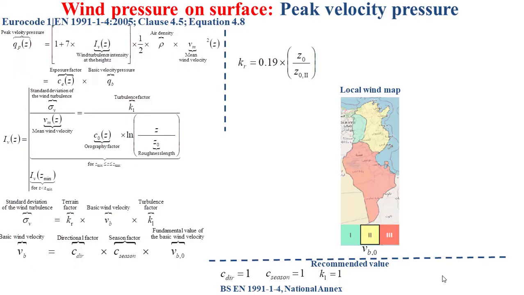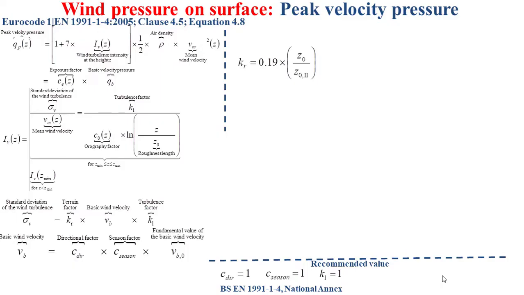The fundamental value of the basic wind velocity is determined based on local wind maps. And as a Tunisian, I suggested the local wind map of Tunisia. For each country around the world, you can find a local wind map with different wind zones, and for each wind zone, you have a fundamental value of the basic wind velocity. The mean wind velocity denoted by Vm is equal to a certain roughness factor Cr multiplied by the orography factor C0 multiplied by the basic wind velocity Vb.